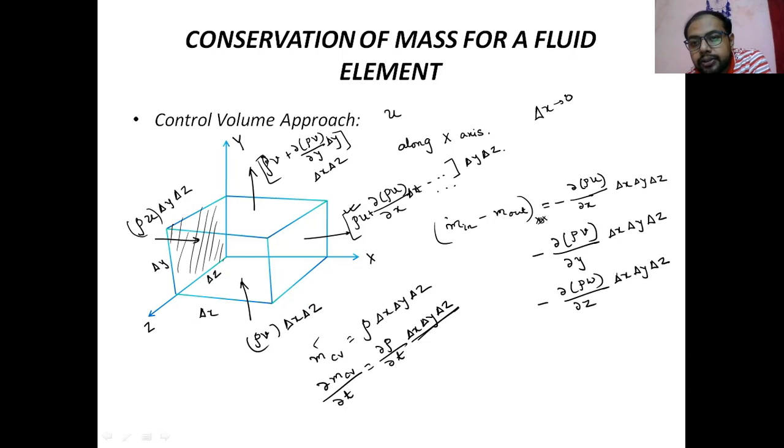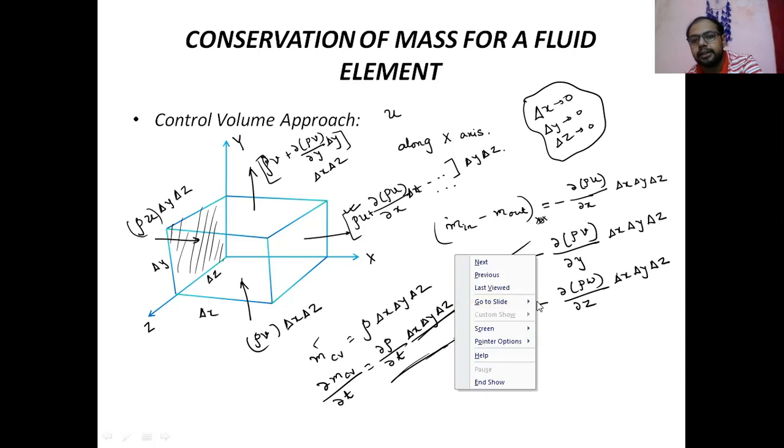Del x tends to 0, del y tends to 0, del z tends to 0. We're trying to converge this because it's an arbitrary volume. We're trying to find the differential form. A differential equation is always valid for a point. That is the idea here. So this portion should be equal to this portion. So if you write it down, this is the equation here.